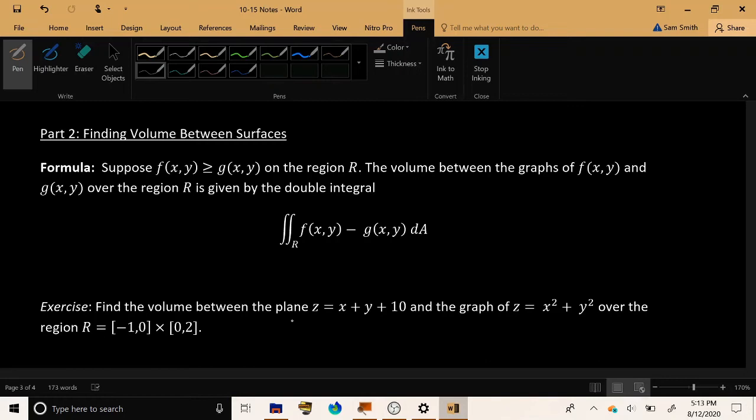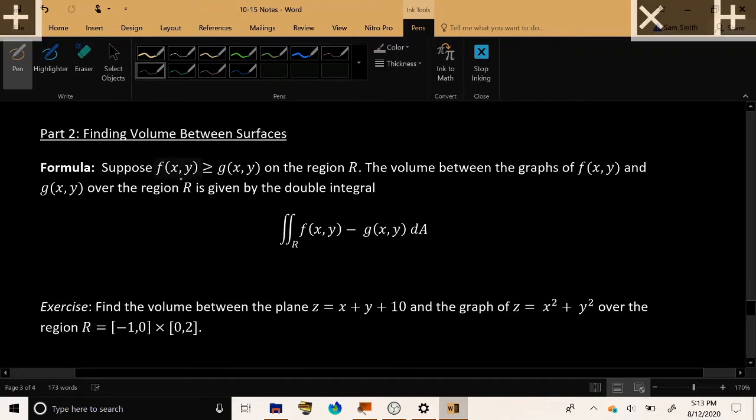And the idea is very similar to what we had in Calc 2. Suppose that f of xy is greater than or equal to g of xy. So one function is on top of the other on the region R. To find the volume that is trapped between the graphs of f of xy and g of xy over the region R, all you have to do is integrate top minus bottom function. Same as it was back in Calculus 2. Integrate top function minus bottom function.